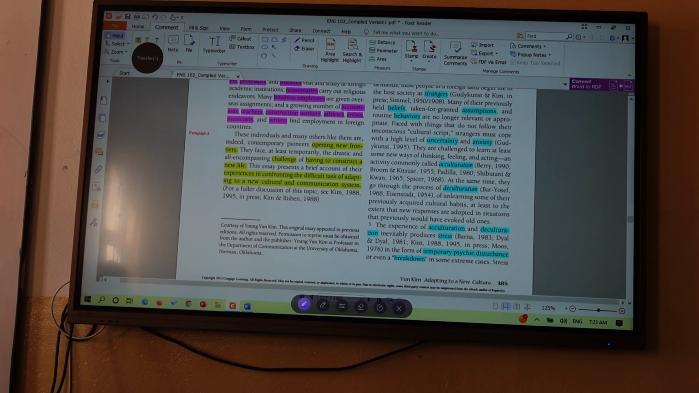Read and look at the main idea, and if you have located the main idea, copy it in your copy.